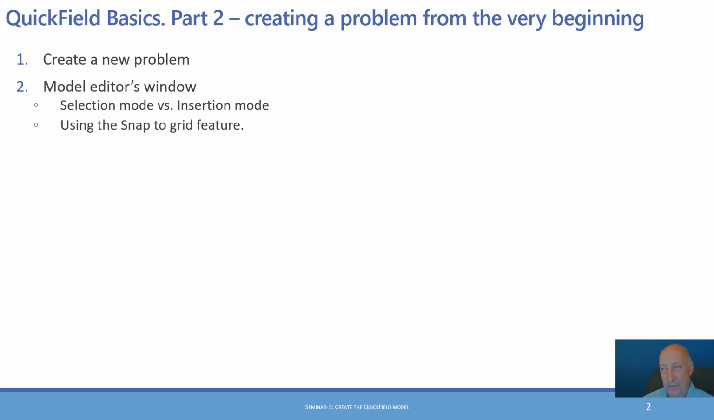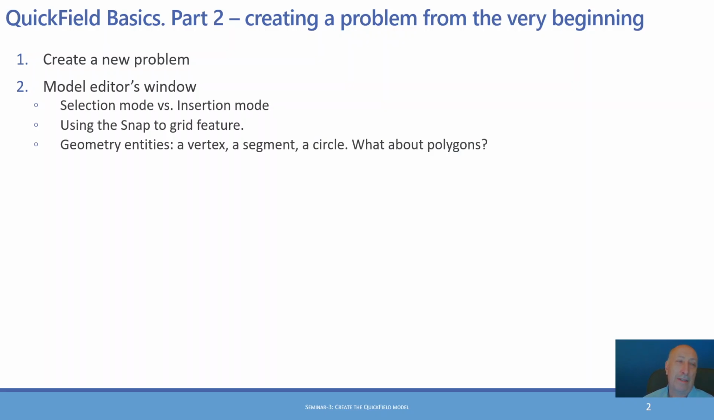Next, we see how we use a grid to snap. It is an auxiliary tool that is useful for easy drawing. Next, what geometry entities we will create and manage. Surprisingly, a few, only it can be a vertex or a straight segment or a circular arc and nothing more.